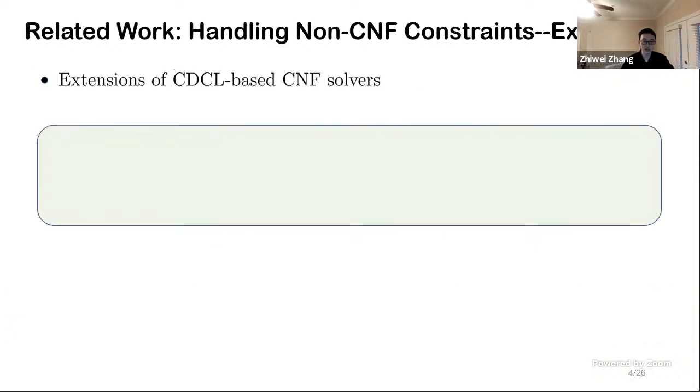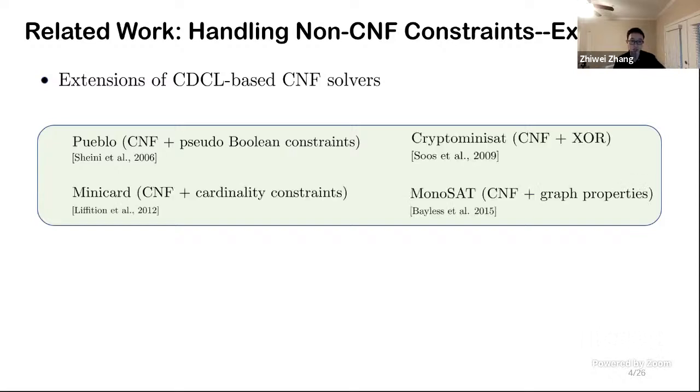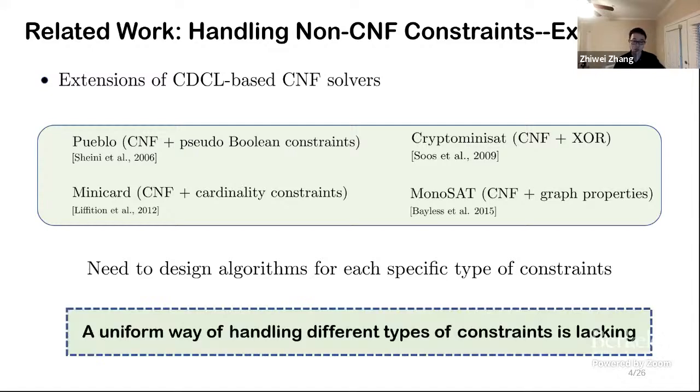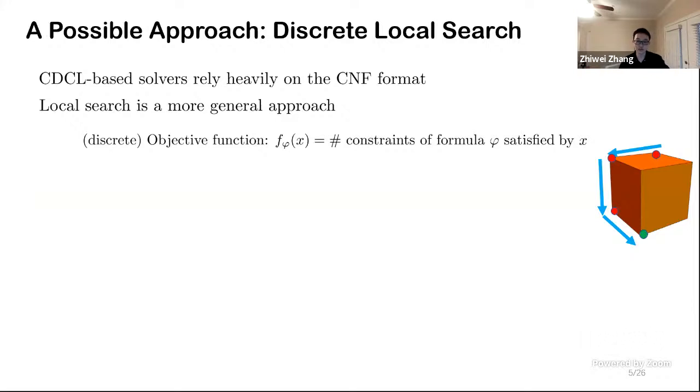The second aspect for handling non-CNF constraints is to use extensions of CDCL based SAT solvers. There are a bunch of tools developed in this area, but we want to make the point here that they need to design algorithms for each specific type of constraint, while a uniform way of handling different types of constraints is still lacking. So both of those lines of research rely on CDCL SAT solvers, and CDCL solvers rely heavily on the properties of CNF format.